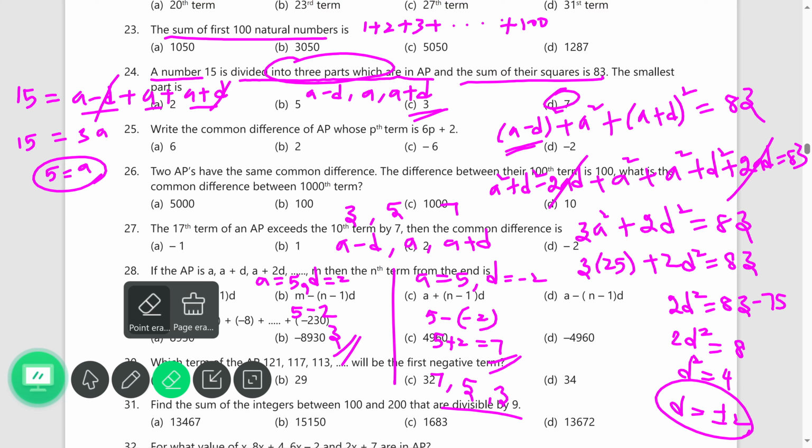Through 1 mark only I can teach many creative sums. That is what I am telling many times. Whatever I am telling is important, put an important symbol and note it down.